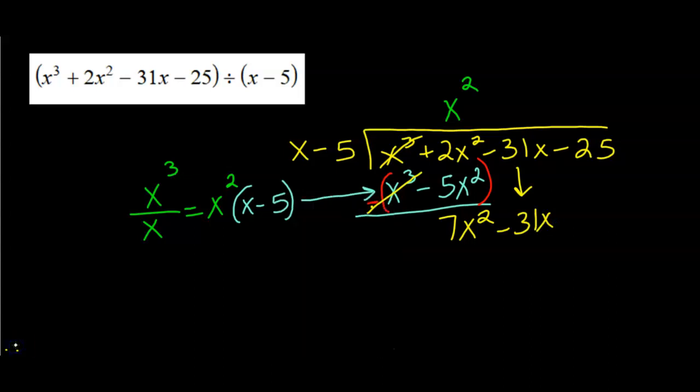This time when we do our division, we're looking right here at this first term, 7x squared divided by x. We're always dividing by x. So when I do this division, this is going to give me just 7x. This is a positive 7x, so when I go to write that up here in my quotient, I'm going to use a plus sign.